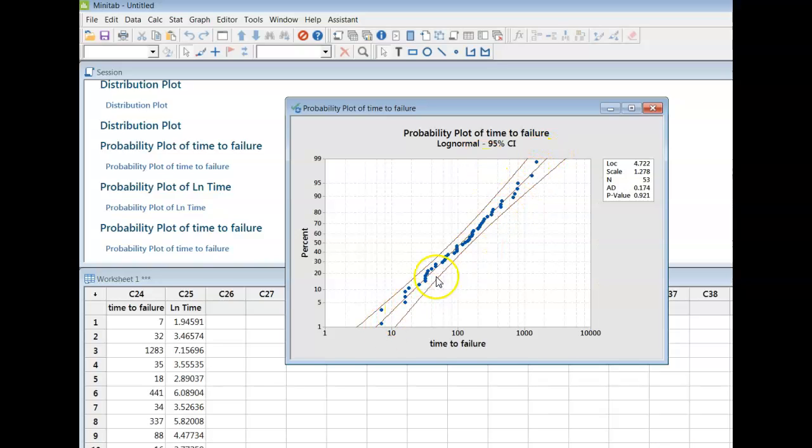Again, the points all fit inside the outer red bands, and my p-value is the same as what I just had. So what this is really telling me is these data are certainly more suited to a log normal distribution. And if I was to do anything else with these data, I'd want to use the log form of them and not the raw form of the numbers.